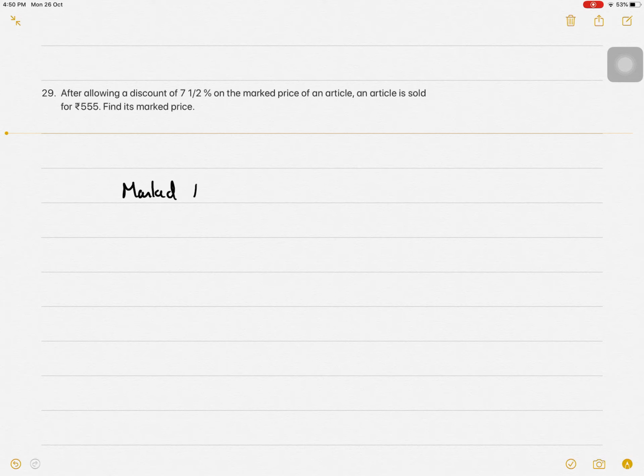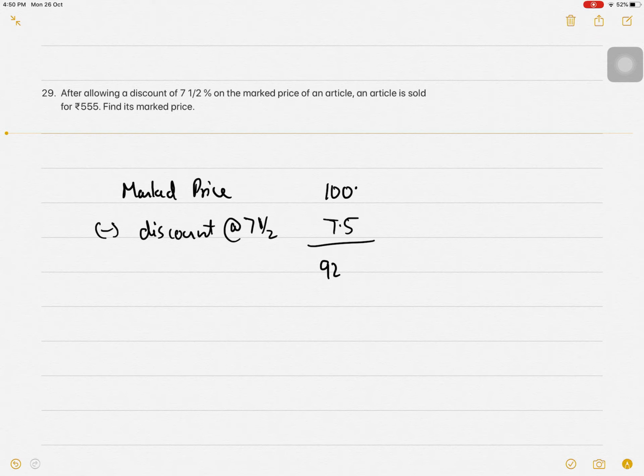Now, marked price. Let the marked price be 100. Less discount is 7.5%. That means 7.5 will be the discount. So 100 minus 7.5 is 92.5, correct? And this is the selling price. If the selling price is 555, how much is the marked price?